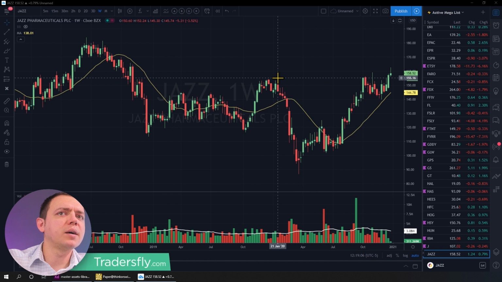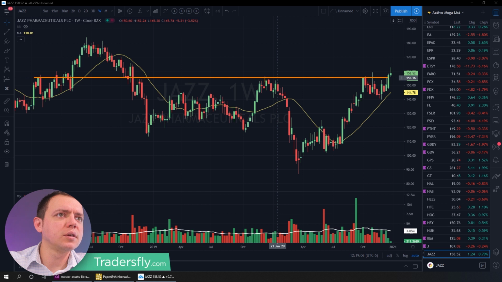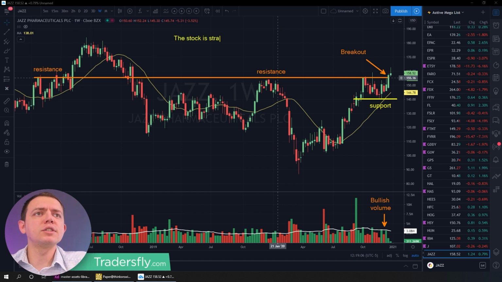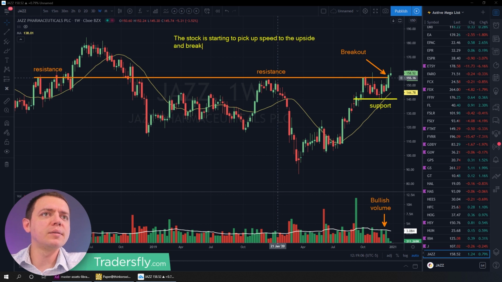So here, as we back up a little bit, you can see here was our resistance level. So there's resistance, here's resistance over here. It's attempting to break out there, and the bullish volume is picking up some speed. So that's what you're watching right here. There's some good support here as well. So now it's starting to break out. The stock is starting to pick up speed to the upside and breaking some critical resistance levels.